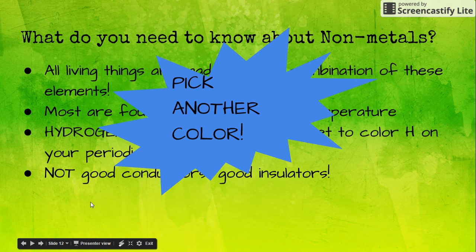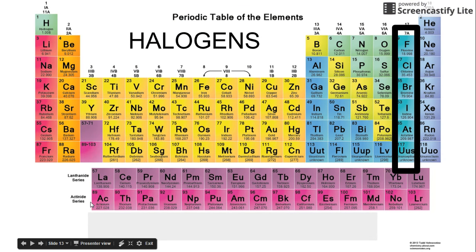Pick another color. All right, here we go. Our next group are our halogen group, and they are this very second to last column over here. So from fluorine all the way down to tennessine. And so pause if you need to color, and then we'll move on.